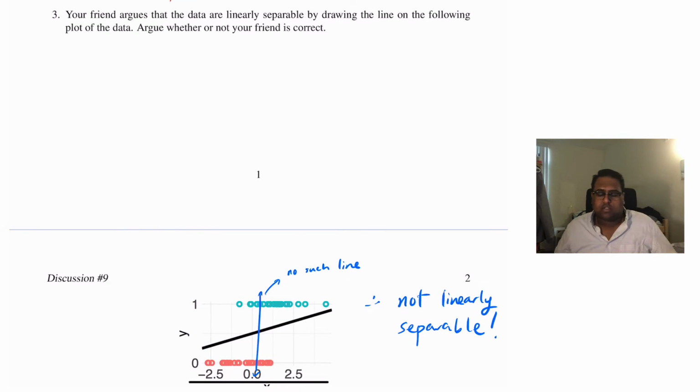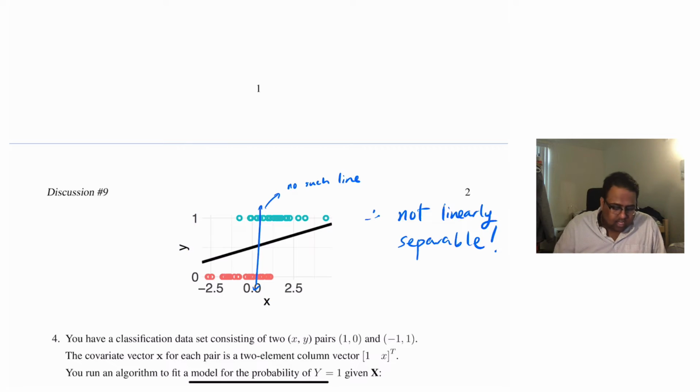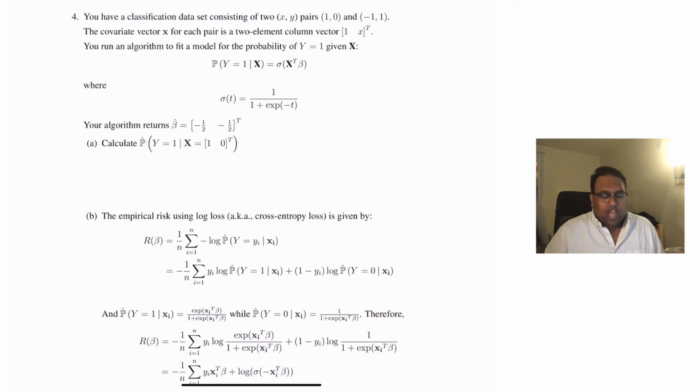Okay, so in order to make this a little more clear, I highly recommend you make sure you know what the definition of linear separability really is. Now we'll move on to the last problem, question 4.